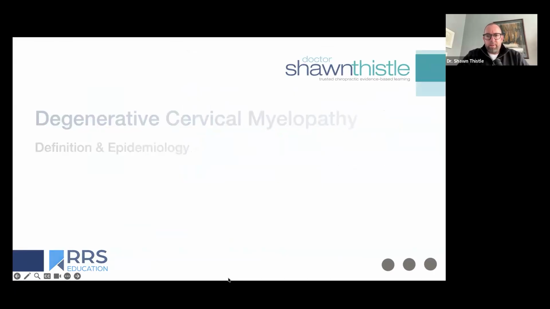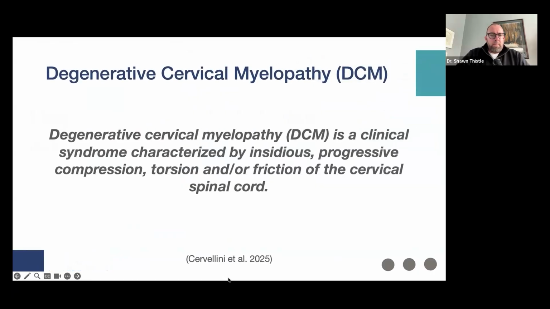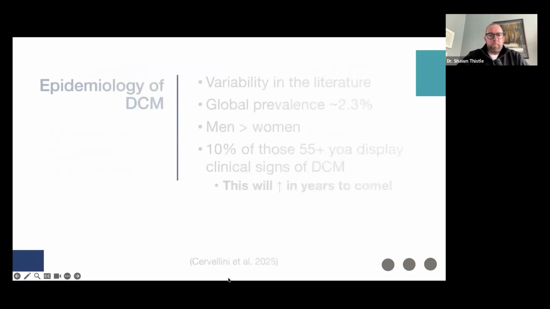So let's start with the definition of DCM and the rough epidemiology. And when I get there, you'll realize why we don't know too much about this. Degenerative cervical myelopathy is a clinical syndrome characterized by insidious progressive compression, torsion, and/or friction of the cervical spinal cord. Essentially, you can think of it as degeneration gone wild that ends up impinging upon the space for the spinal cord, which can cause any range of symptoms throughout the body, including the lower extremity that we'll talk about later. So that's an amalgamated definition from a couple of different papers, but I think it gets the point across pretty well.